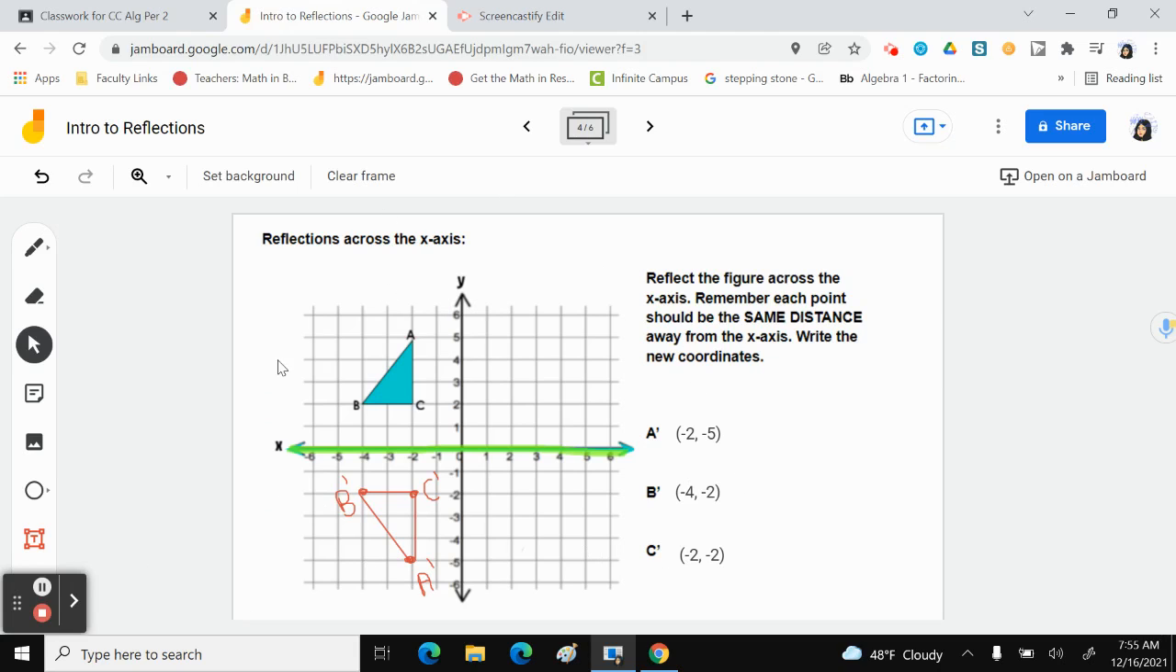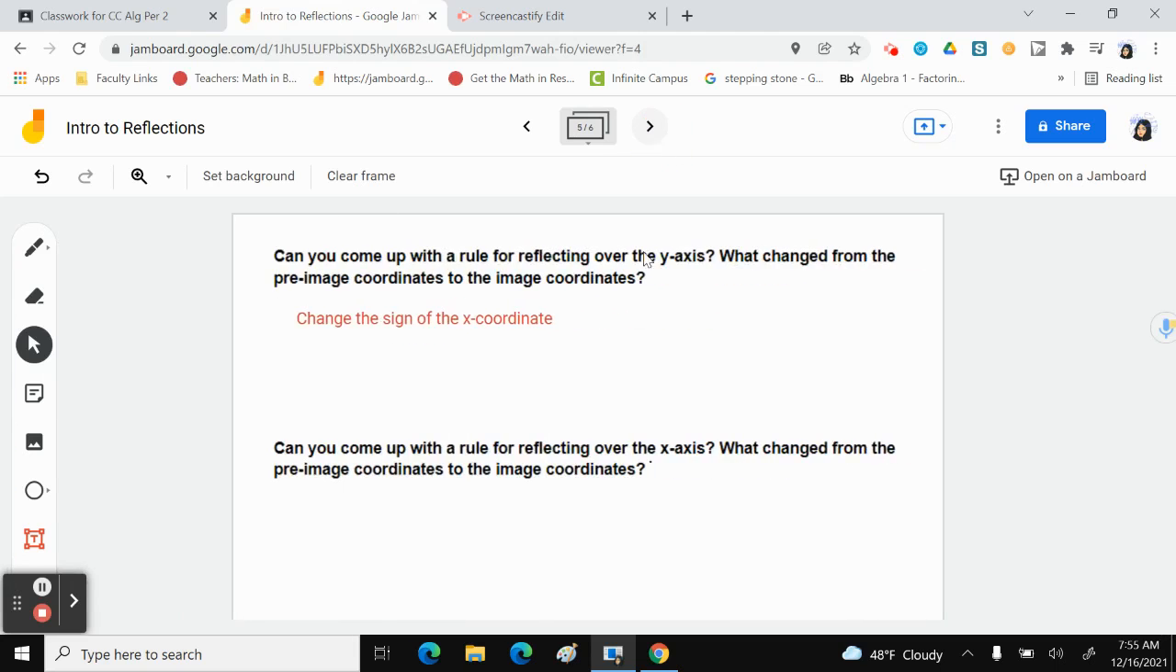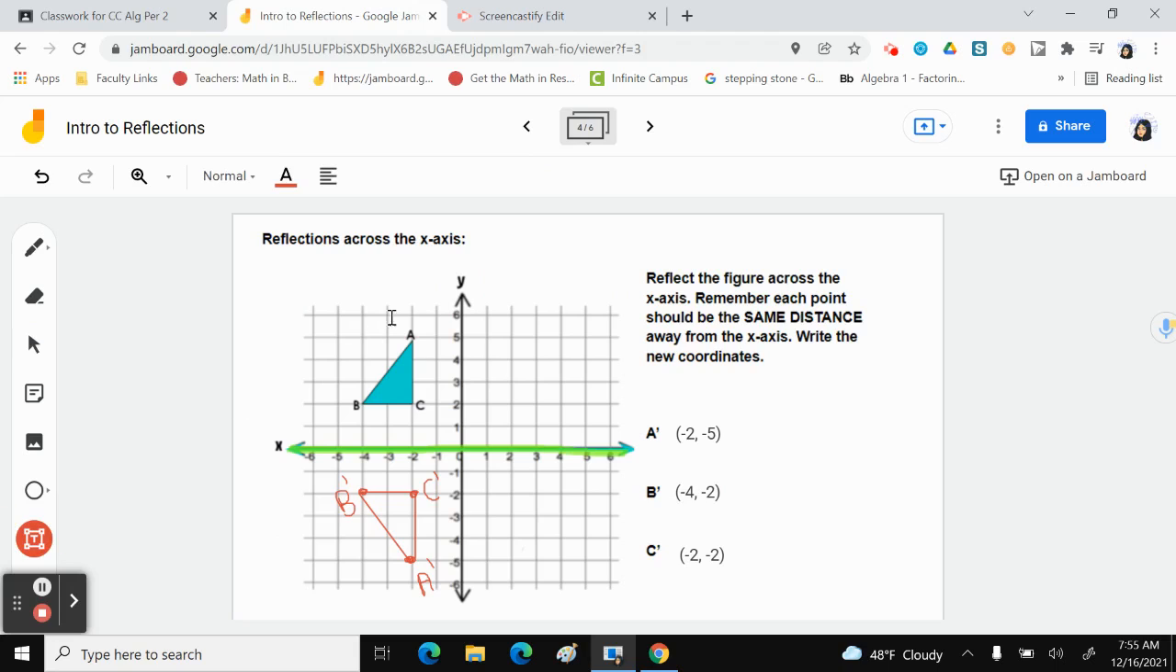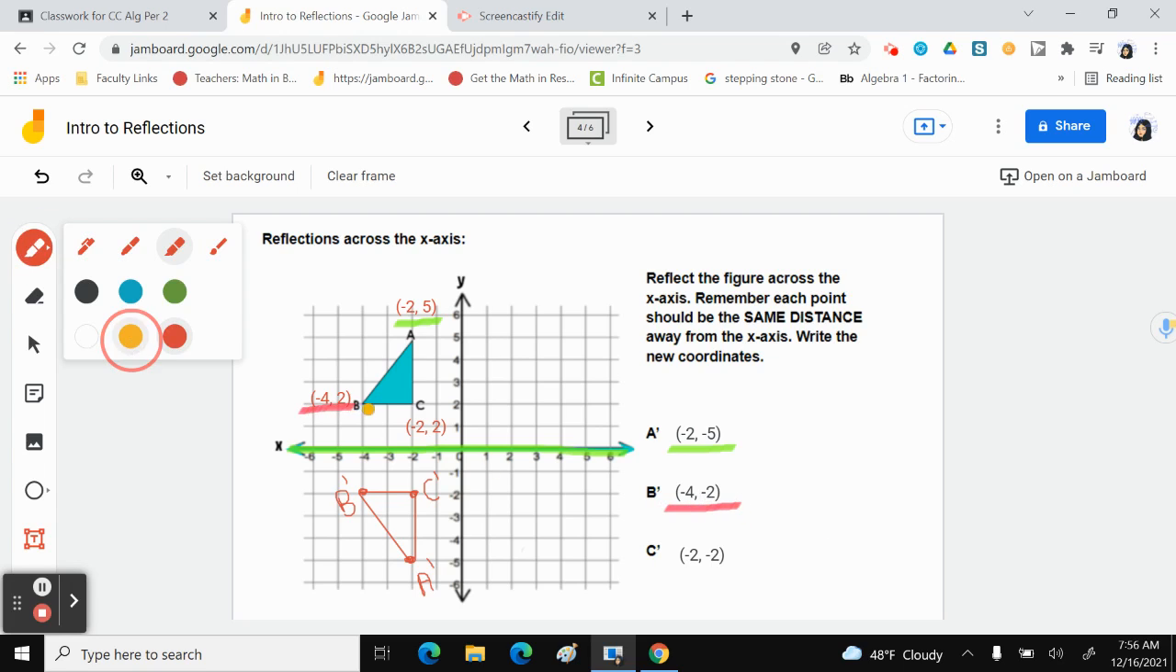Hopefully you could get a theory of what's going on when we reflect over the x-axis, which is that bottom example, okay? But again, I'll write out the coordinates. So my original for A is negative 2, 5. My original for B is negative 4, 2. My original for C is negative 2, 2. Okay, let's do the same kind of deal. So negative 2, 5 became negative 2, negative 5. Negative 4, 2 became negative 4, negative 2. Negative 2, 2 became negative 2, negative 2.